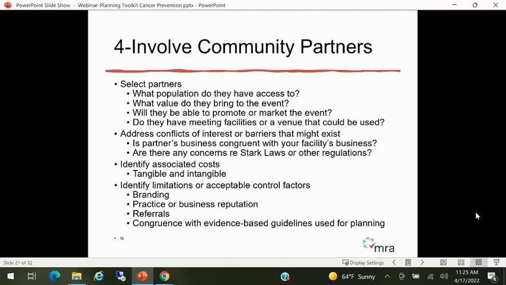And step number 4, we're going to talk about involving your community partners. So there are several things to look at, and one is how you select your partners. Are there any conflicts of interest or barriers that might exist? Any associated costs? And then looking at limitations or acceptable control factors. So when you're selecting them, what population do they have access to? They may have a broader scope than you have. What value do they bring to the event? Will they be able to promote or market the event? And do they have meeting facilities or a venue that can be used?